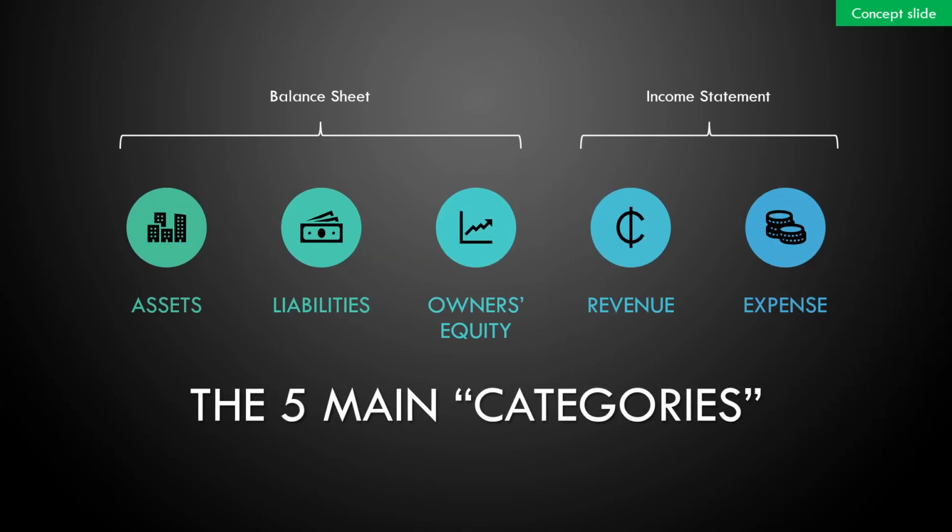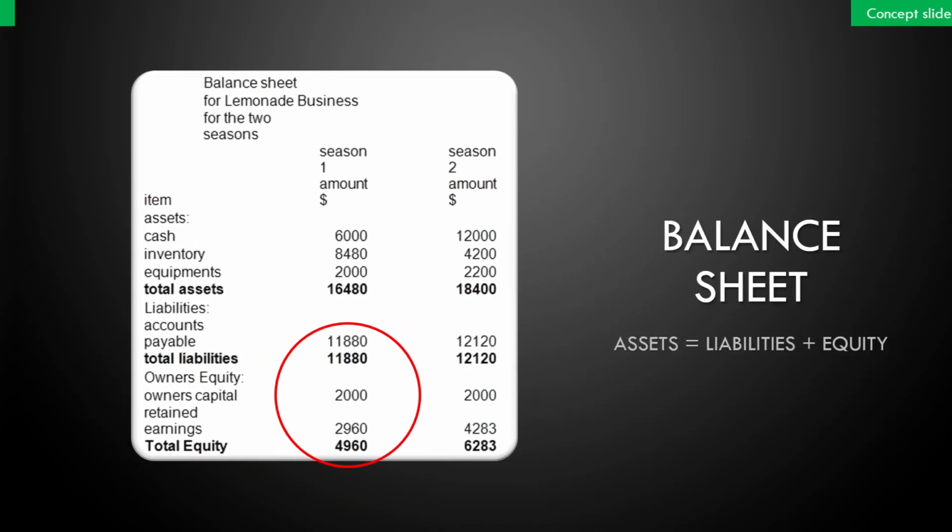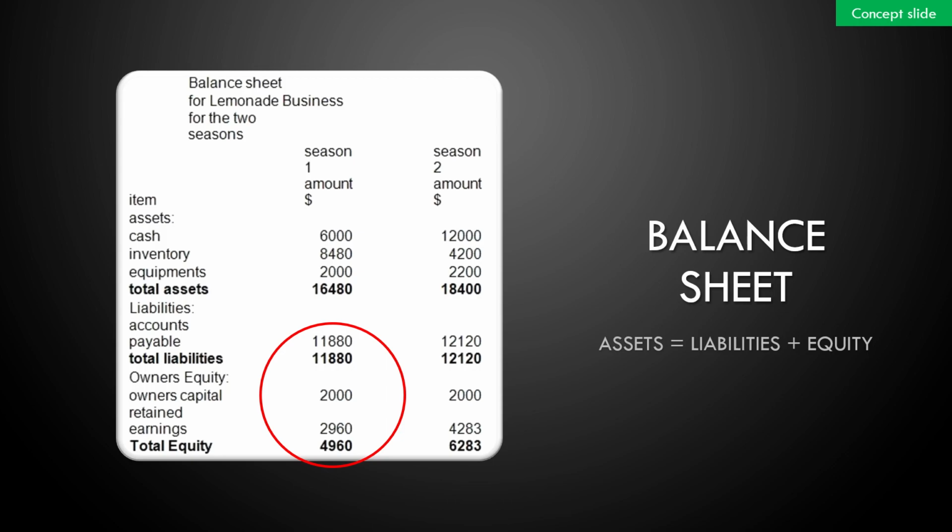In accounting, there are 5 main categories: assets, liabilities, and owner's equity in the balance sheet, and revenue and expenses in the income statement. So this is an example of a balance sheet. All assets are the sum of all liabilities and equity. As you can see on the left, the sum of 11.88 thousand of liabilities with 4.96 thousand of total equity will equate to the total asset balance of 16.48 thousand.